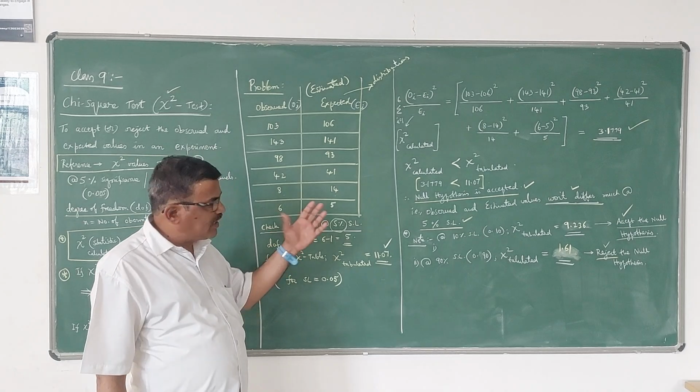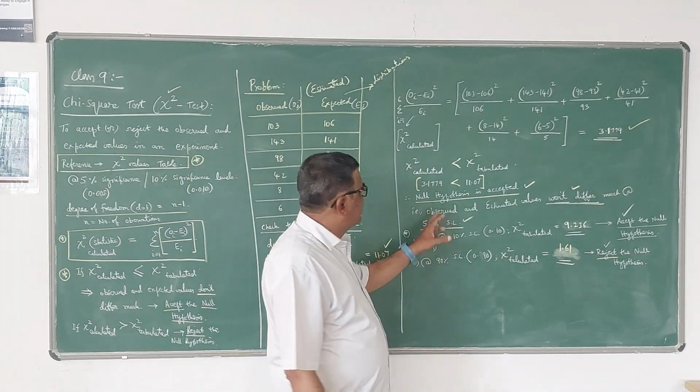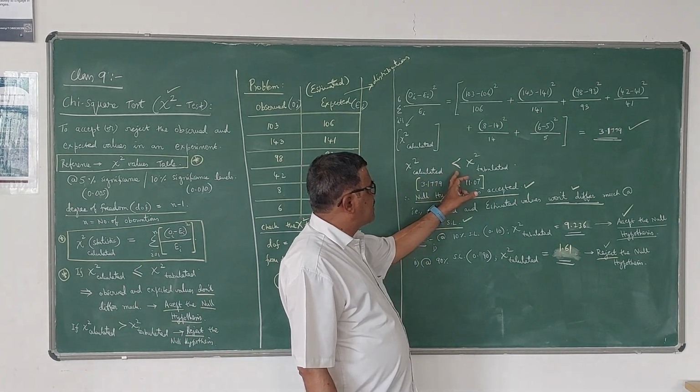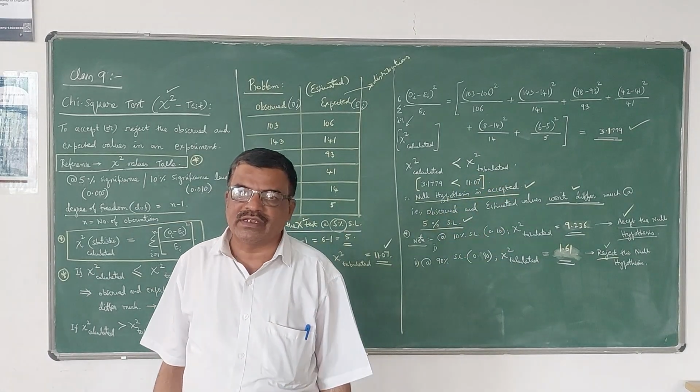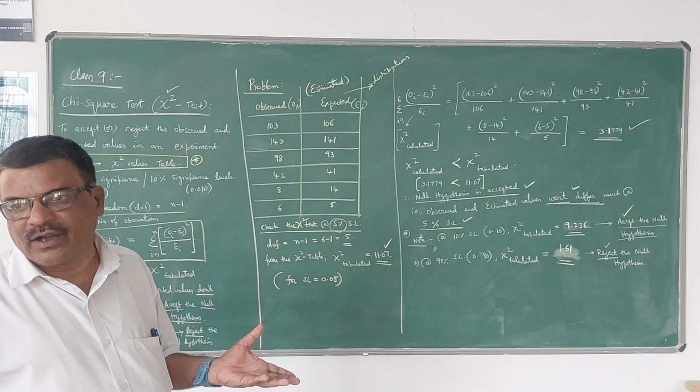Here also, if you get chi-square calculated value less than chi-square tabulated value, then it is within safer limits and we can accept the data. That is the meaning of it.